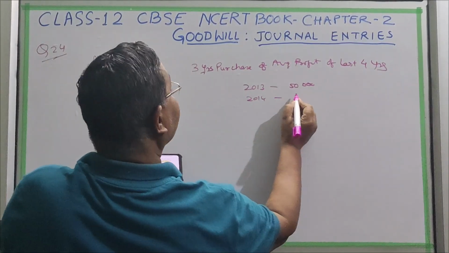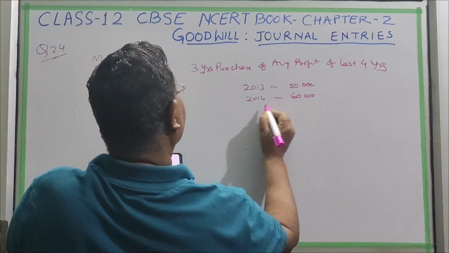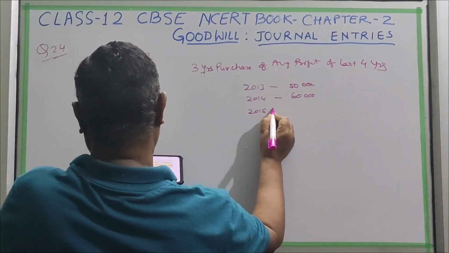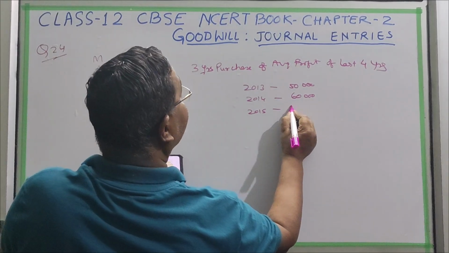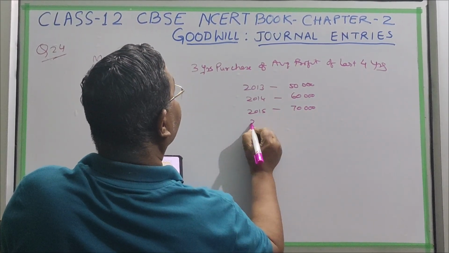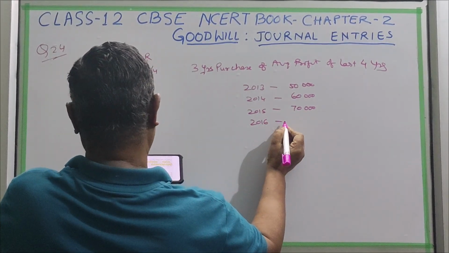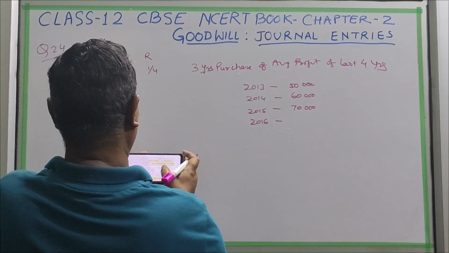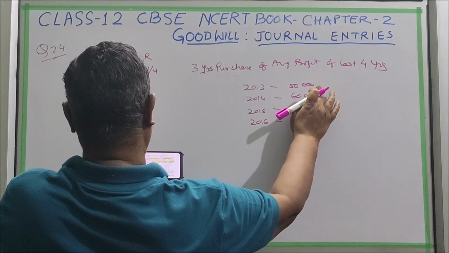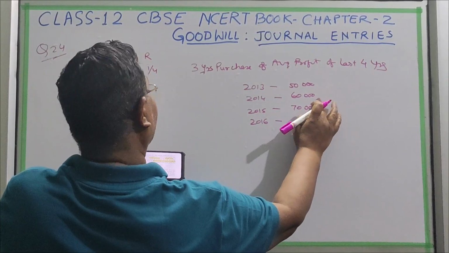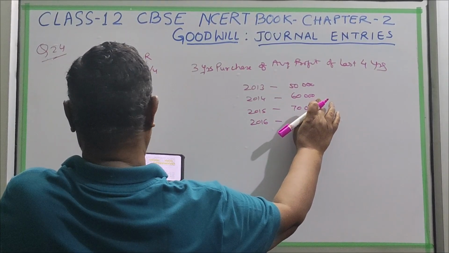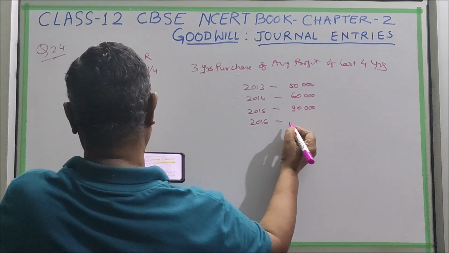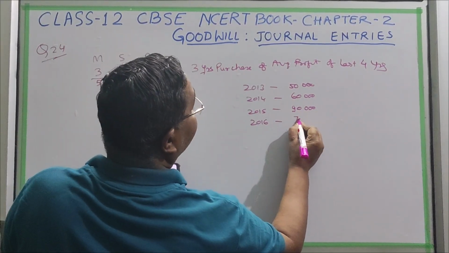2014 profit was 60,000. Then 2015 it is 70,000, and 2016 it is... For the next firm: year 2013, 50,000; 2014, 60,000; and 2015, 90,000. It is 90,000 and then 70,000.